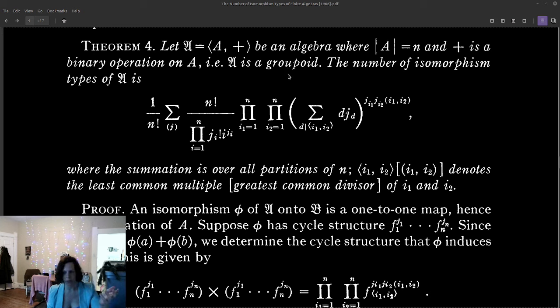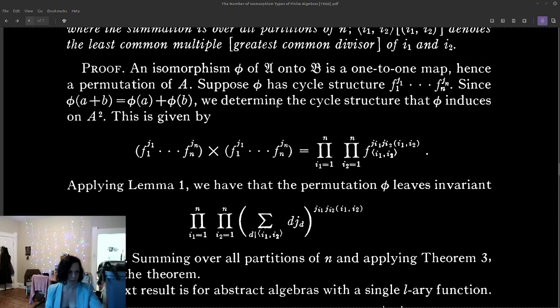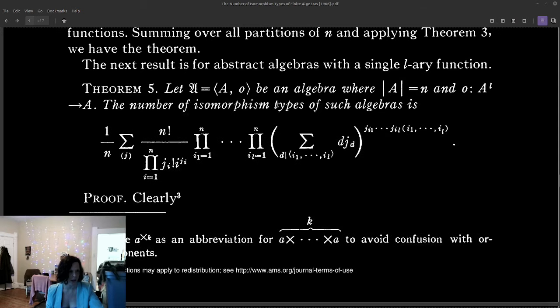So he finds exact formulas for the number of binary operations on a set up to isomorphism. If you don't do it up to relabeling of the different elements, it's not really very interesting. But if you have to count how many essentially different ones there are, that look different from each other in the way that algebras can look different, it's much more interesting. And you get some pretty surprising sequences that you can actually find a formula for.